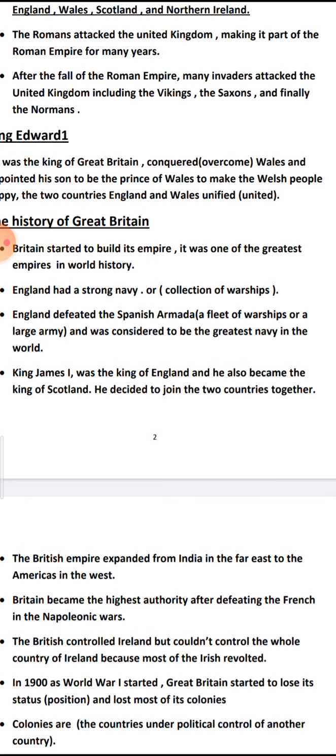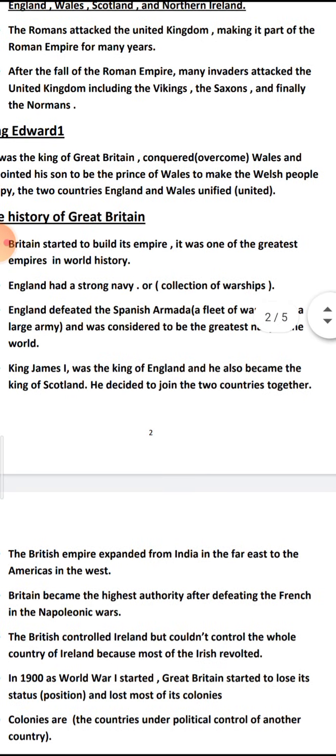Who are those? After the fall of the Roman Empire, what happened? Many invaders attacked the United Kingdom. Who were those people? The Vikings. The word Viking is related to the Scandinavian, okay? Viking, Scandinavian people. And the word Saxons is related to the Germanic people. And Normans is a mixture of French and Scandinavian people. So, who were the invaders that attacked the United Kingdom? The Vikings, the Saxons, and finally Normans, okay?